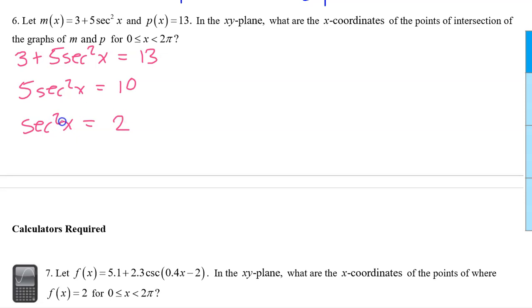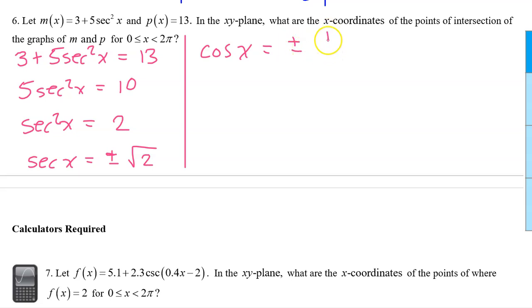We can unsquare this by taking the square root of both sides. Be careful, when you take the square root of both sides of an equation, the solution will be plus or minus. So we will get secant x is equal to plus or minus the square root of 2. Secant is the reciprocal of cosine. So if we take the reciprocal of both sides, we get cosine x is equal to plus or minus 1 over radical 2, also known as radical 2 over 2.